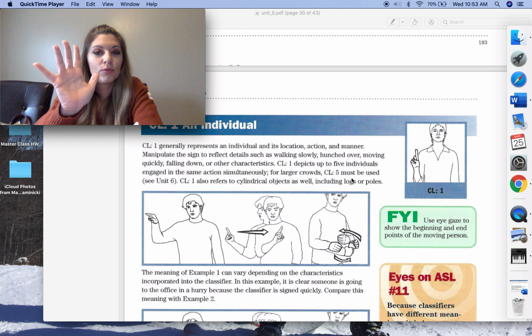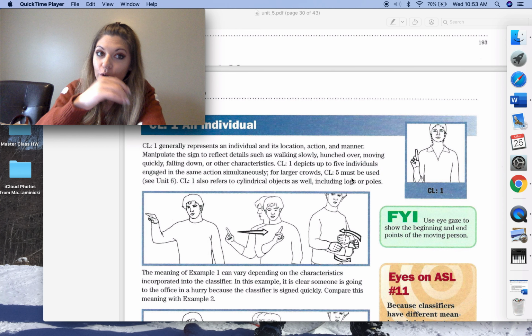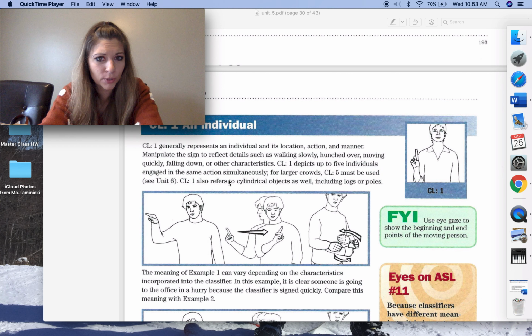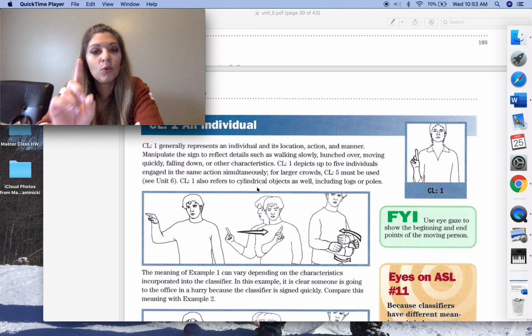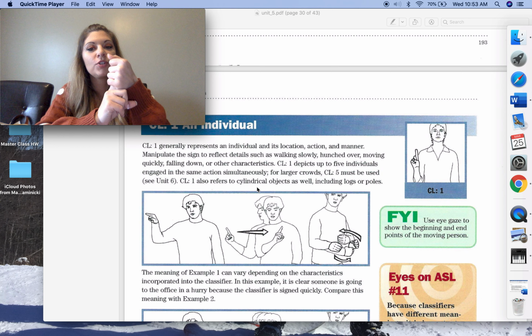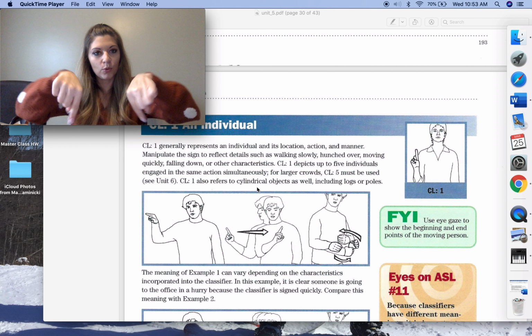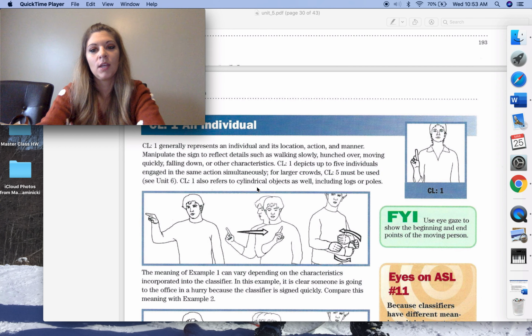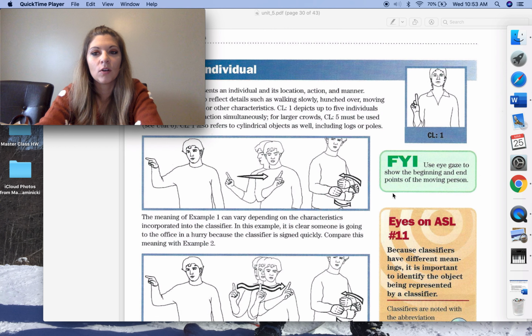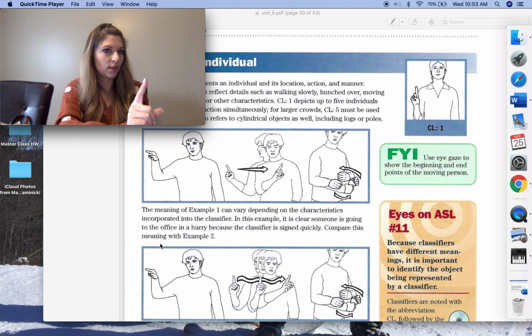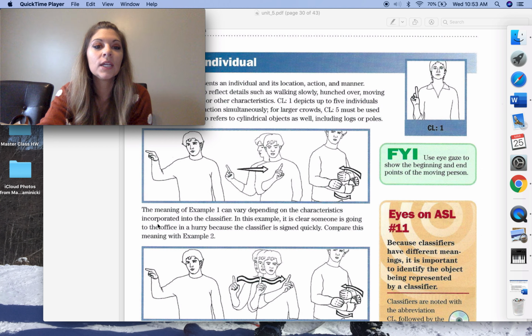CL-5 must be used if you're representing large crowds. So that's that undefined number in our plural classifiers. And CL-1 also represents cylindrical objects as well, like logs, or if we're talking about your desk and the poles, like the 4 legs of it. Also use eye gaze to show the beginning and ending points. So if we're starting here and then I walk to there, I'm going to look to where they're going.